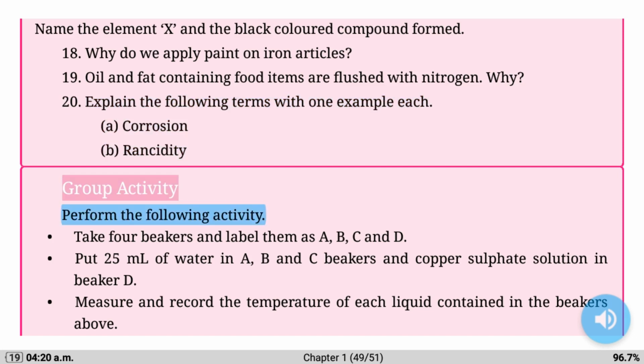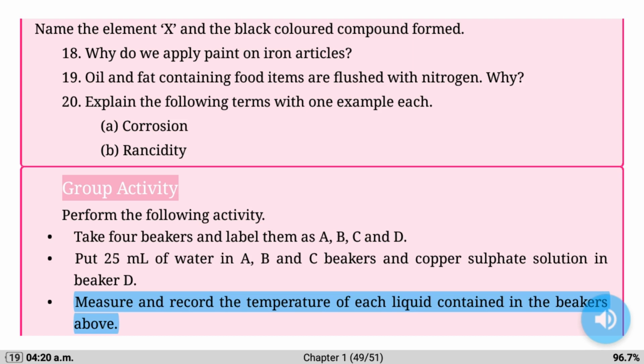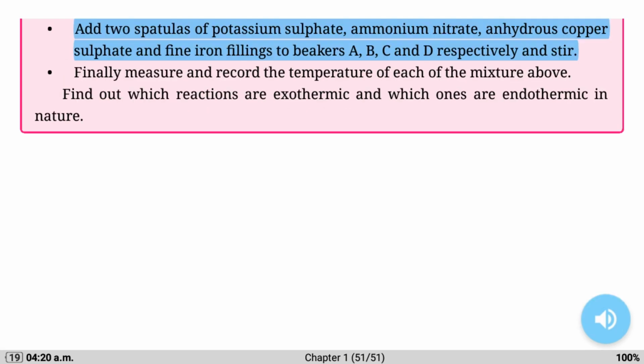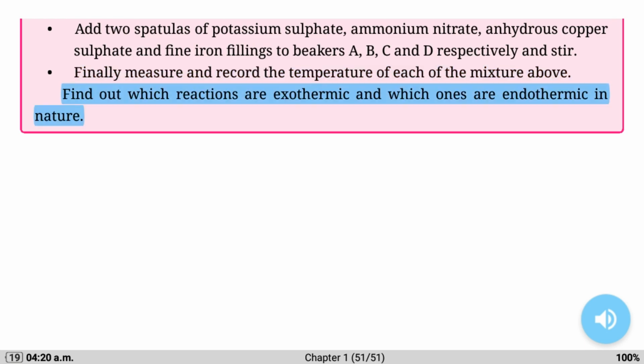Group activity. Perform the following activity. Take 4 beakers and label them as A, B, C and D. Put 25 ml of water in A, B and C beakers and copper sulfate solution in beaker D. Measure and record the temperature of each liquid contained in the beakers above. Add 2 spatulas of potassium sulfate, ammonium nitrate, anhydrous copper sulfate and fine iron filings to beakers A, B, C and D respectively and stir. Finally measure and record the temperature of each of the mixtures above. Find out which reactions are exothermic and which ones are endothermic in nature.